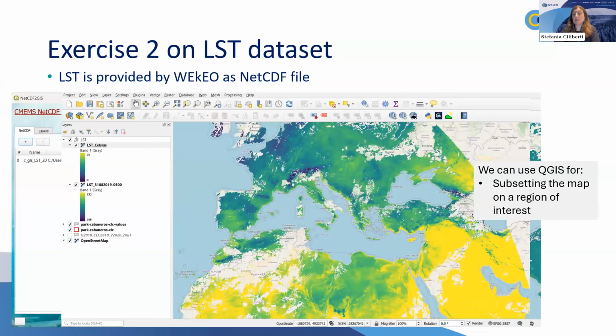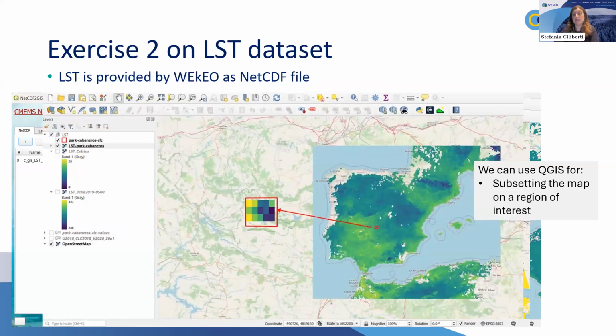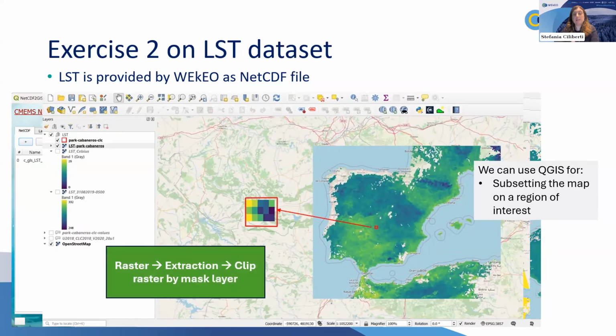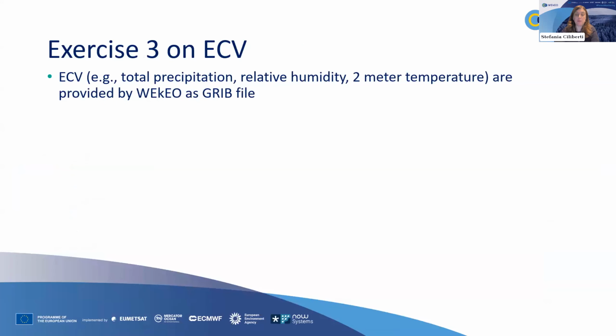So again, we can subset the map to a specific region of interest, as I've done, in the same bounding box that I was selecting before. And here you have basically the land sea temperature focused on the area of the National Park of the Cabañeros. And this is done by working with this kind of file, which is a raster, and performing an extraction by using the mask layer as previously defined. So, the red box previously drawn in your map.